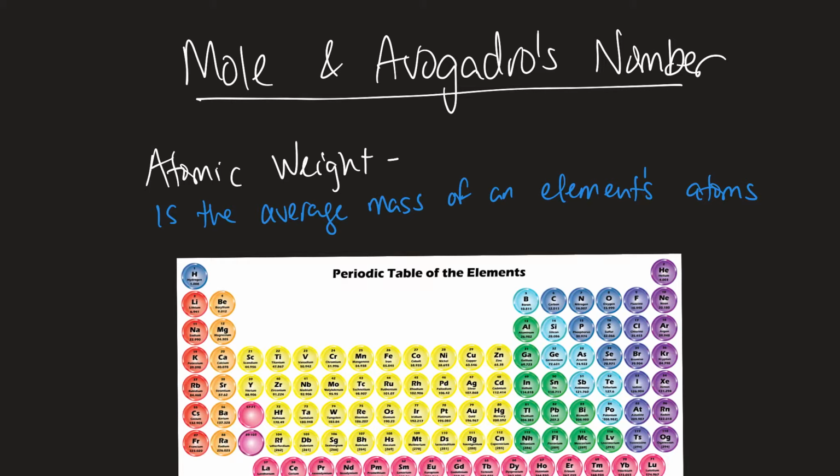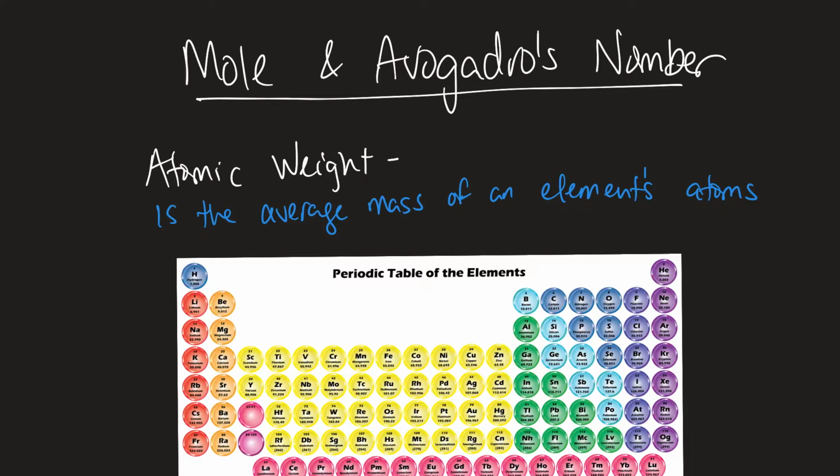Okay, so in this video, we're going to talk about moles and Avogadro's number. First, we need to go back and revisit the concept of atomic weight. Remember, the atomic weight is the average mass of an element's atoms. Per element, you have multiple different types of isotopes, and when we average the isotopes and their masses with the percent abundance, we get the atomic weight.